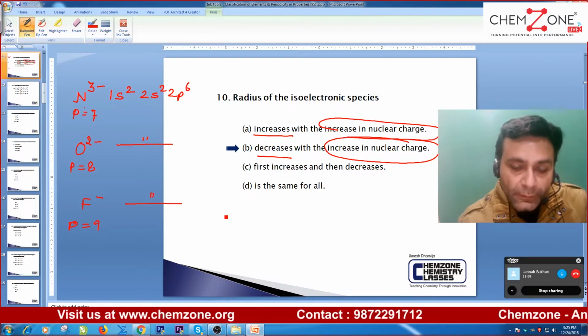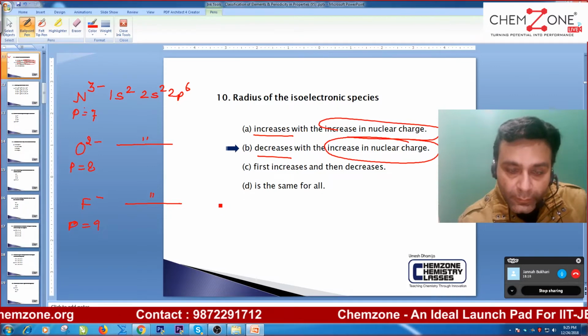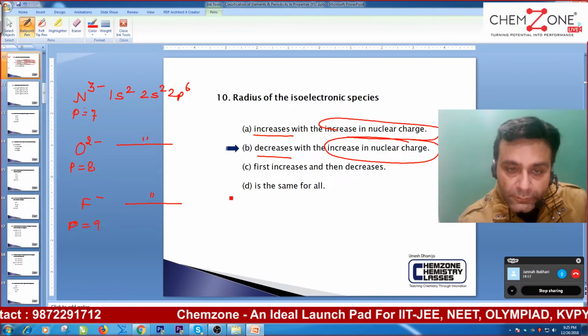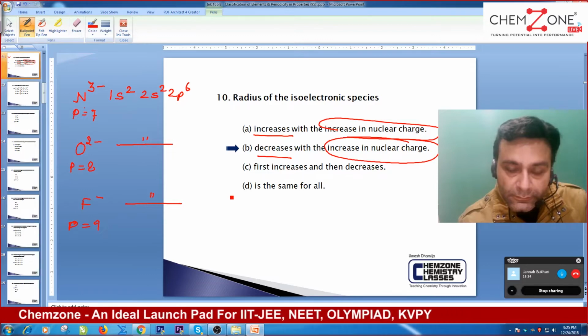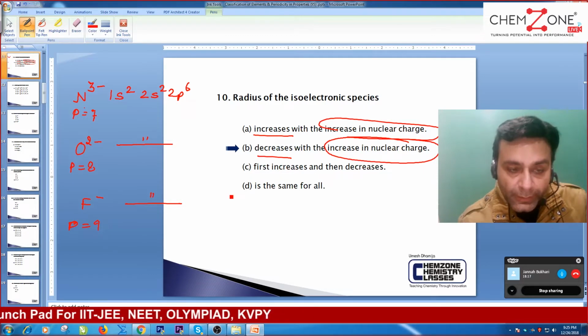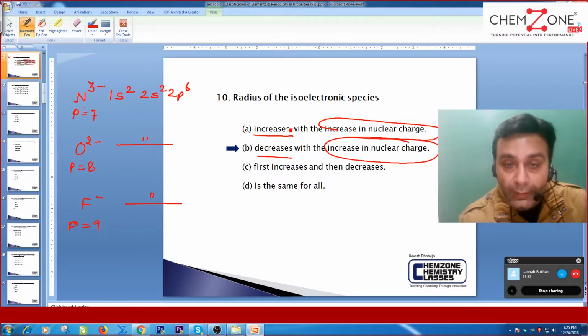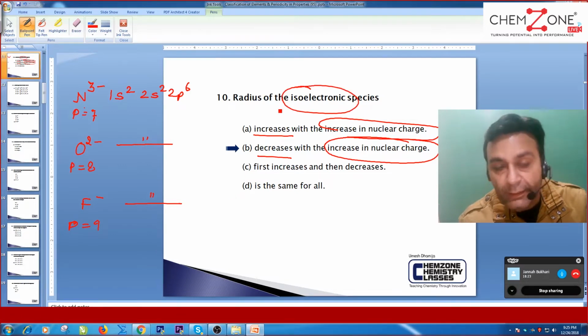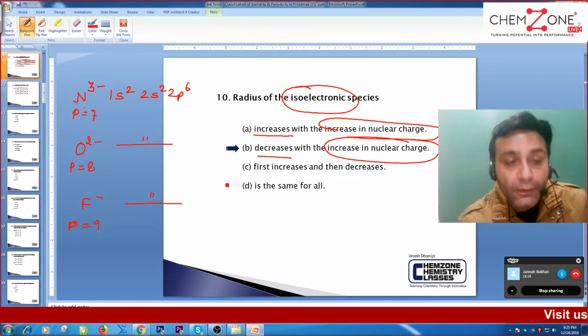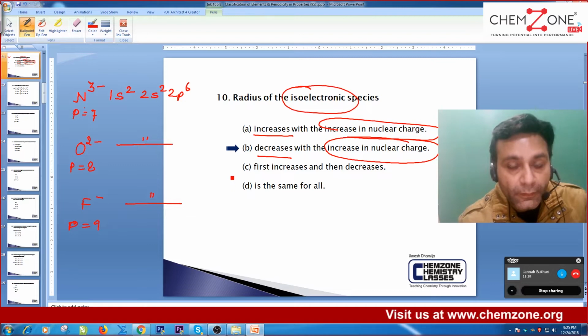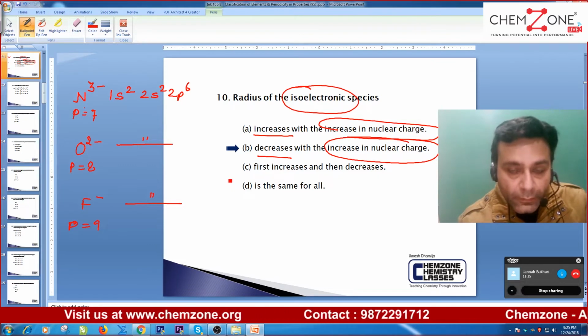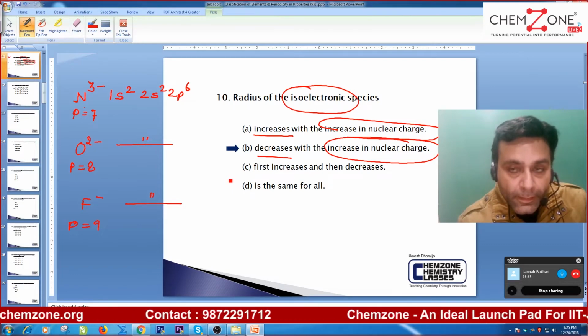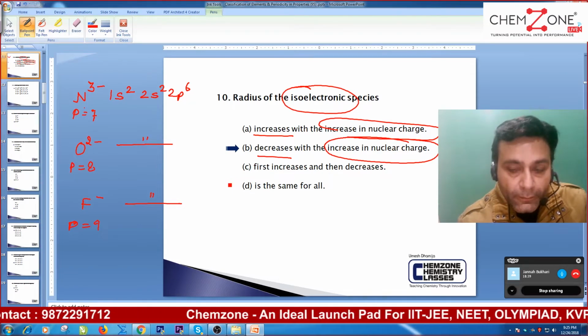Yeah, it would increase because, especially for N, you have more electrons. No, the electrons are the same. They don't have more electrons or fewer electrons. Isoelectronic means they have the same number of electrons. But for the radius, they have a different number of protons, right? So there would be a different attraction. So the ones with more protons would have a smaller radius.